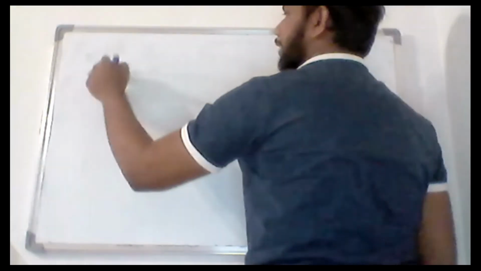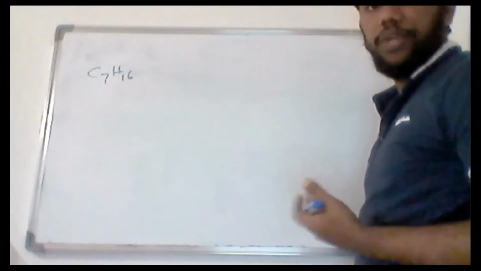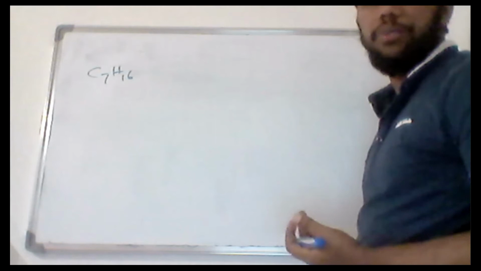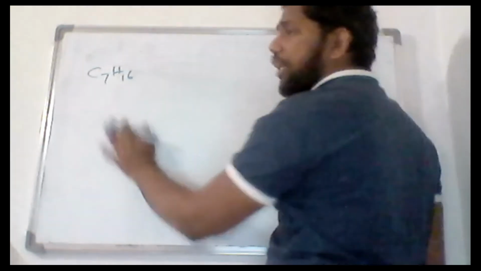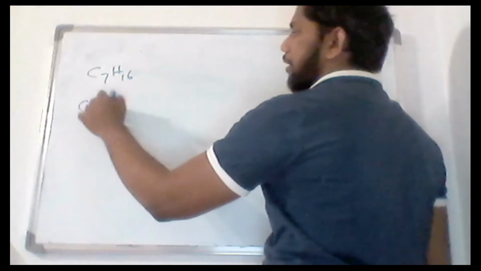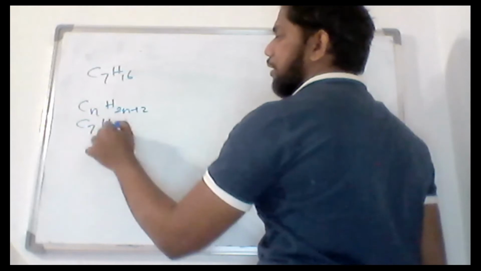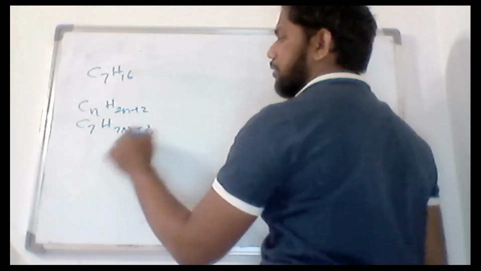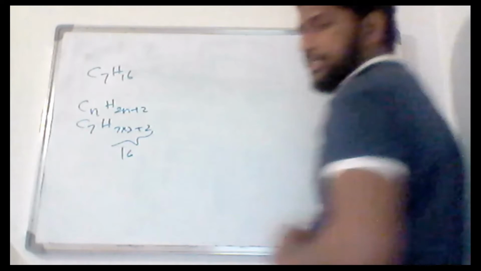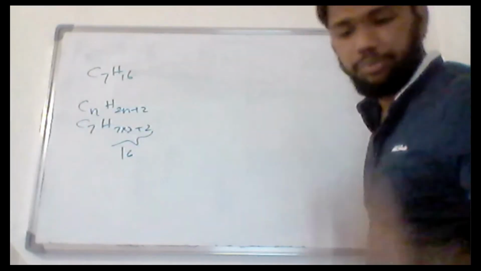So the first thing is you have been given C7H16, which means you first need to understand whether this is a saturated compound or not. If that is an alkane, when you have Cn, it should be 2n plus 2. So if you have C7, it should be 7 times 2 plus 2, which is 16. C7H16 gives you the idea this compound is an alkane. That is the first point.